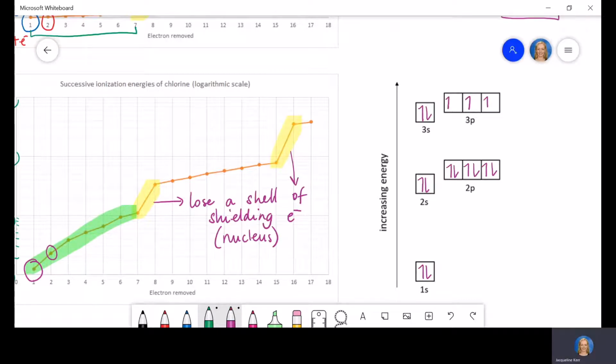That's the next one over here. And then we keep losing them. 1, 2, 3.